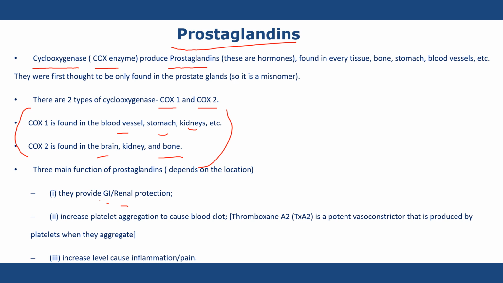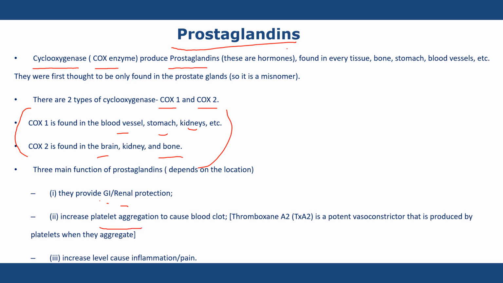So one of the ways we protect our stomach lining from getting a stomach ulcer is with the help of prostaglandins. So you can say prostaglandin provides GI or renal protection. Now, when prostaglandins are present in the blood vessel, they will increase platelet aggregation.